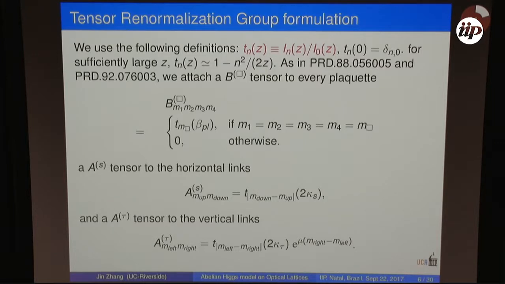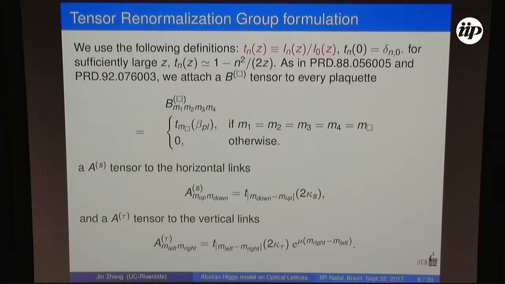Okay, we'll use these definitions. We divide every Bessel function by the zeroth order modified Bessel function, because this has a nice property for very large z.